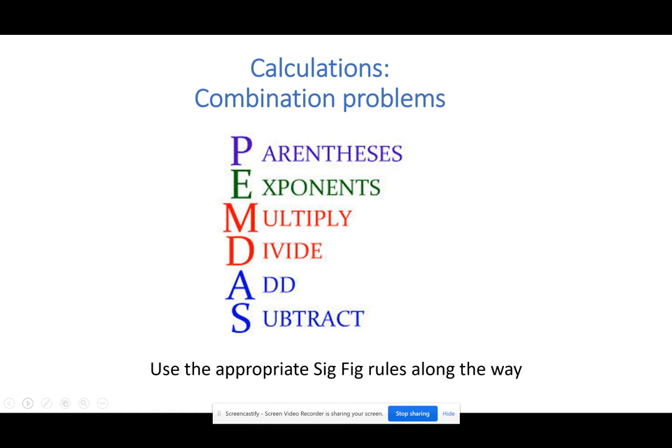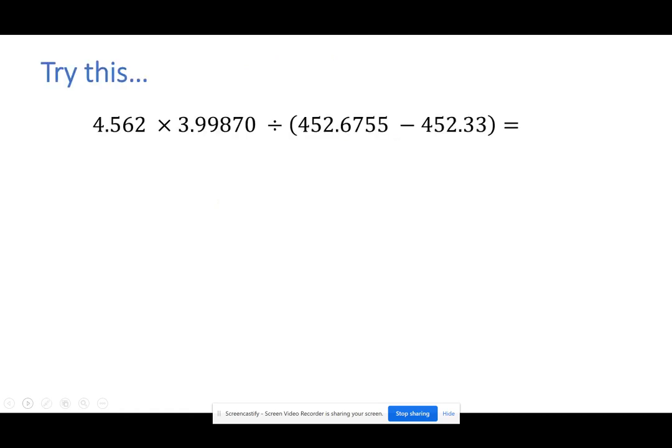Calculations. So we don't always just multiply or just add. We often use multiple calculations in the same problem. So here you're just going to use your PEMDAS to get through the problem. And what you're going to do is at each step in the problem, you're going to consider significant figures. So you're going to multiply, figure out your sig figs, then take that number to the next step and add, for example, and then take that number to the next step and subtract. So you'll do sig figs at each step along the way.